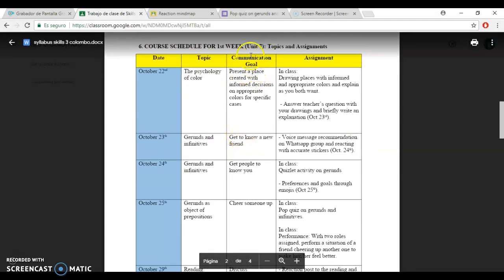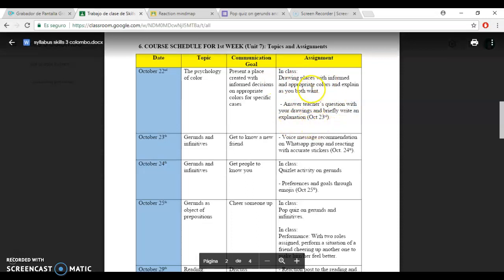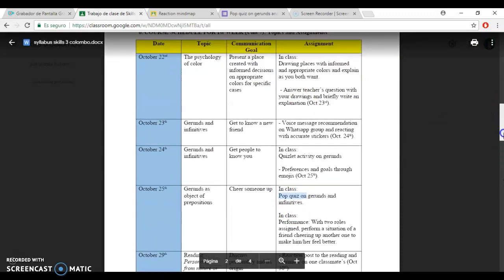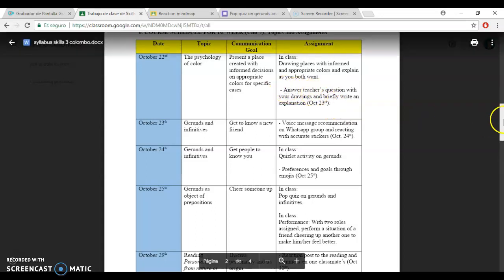That is a discussion. Communication goals, we have present a place, created with informed decisions, and I have some assignments, both in class and at home. Here, for example, we're going to delve into these activities soon. But these are some assignments, some quizzes, and a lot of multimodal tasks that I decided to design in order for my students to make meaning out of the topics and redesign their meanings through their personal representations.